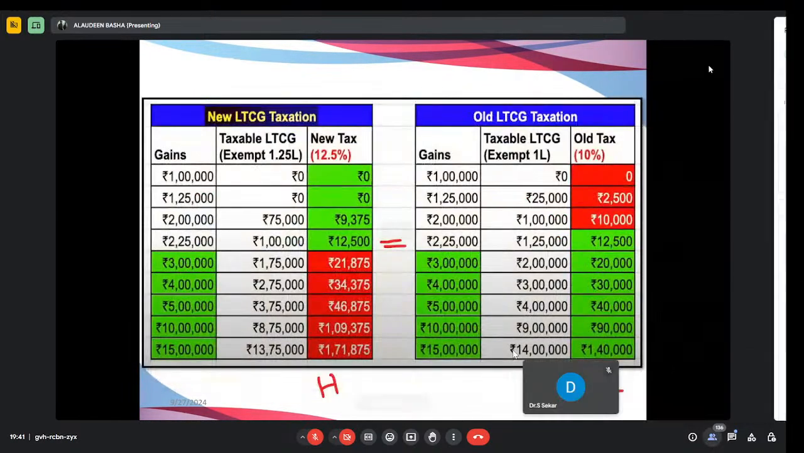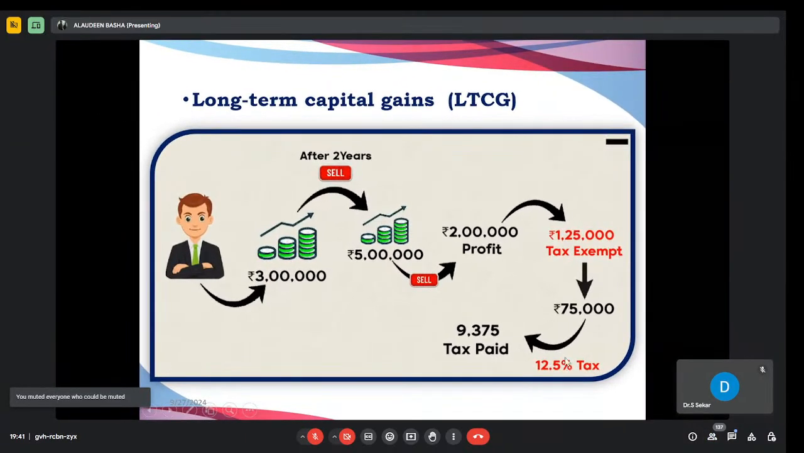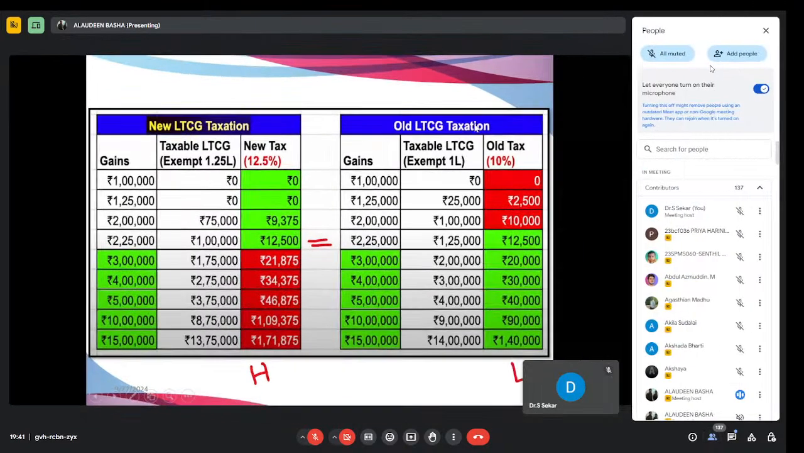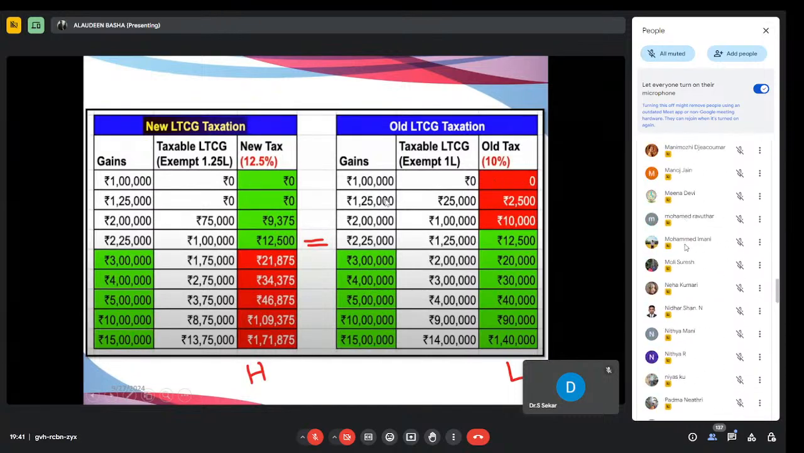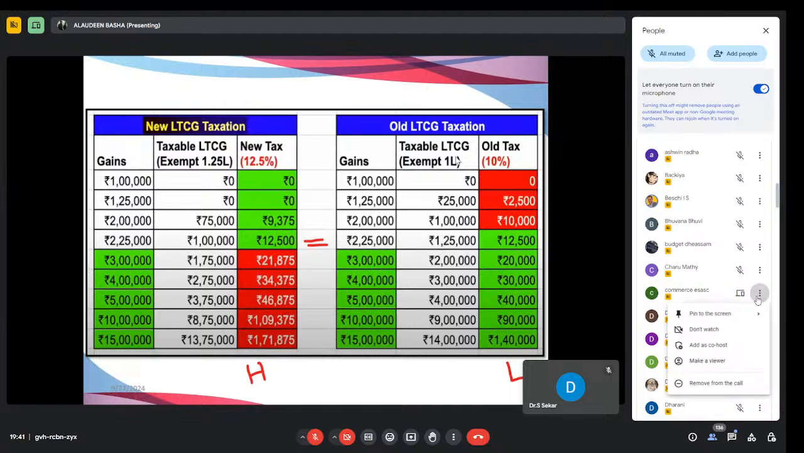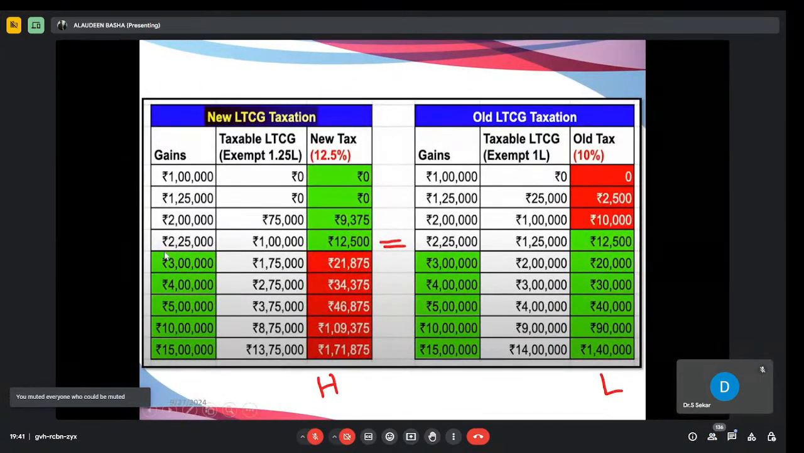Yeah, thank you. Next, this 1.25 lakhs: how does it play out in our real life? Let's check this chart. This is the old long-term capital gain and this is the new long-term capital gain. First, the old one. If you get 1 lakh rupees profit, there is no tax, because up to 1 lakh is exempt. If you go above 1 lakh, you pay 10% tax. So if you get 1.25 lakhs profit, you pay 10% tax, which is 2,500. But in the new, it should be 0.